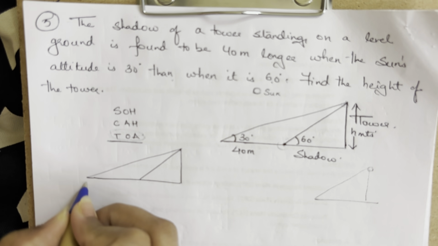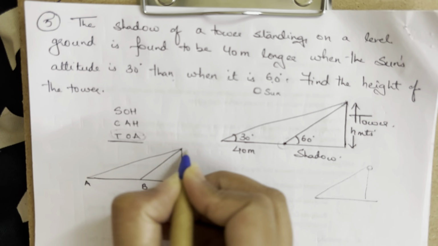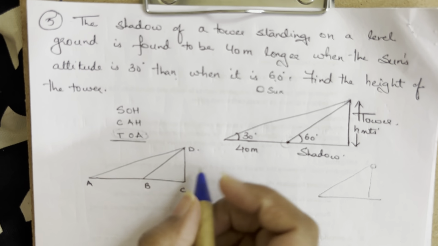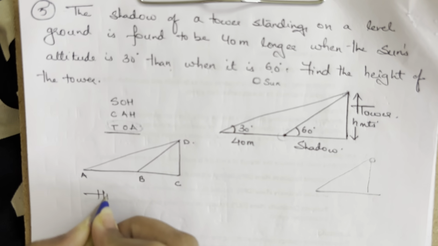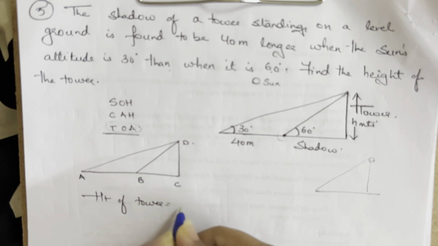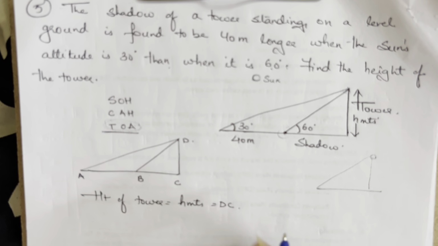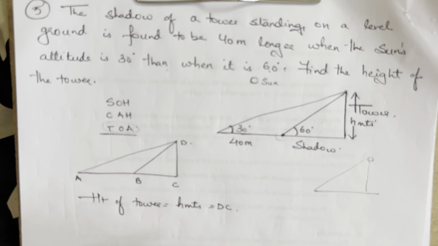Okay, this becomes A, B, C and D. So let's write down the height of the tower. What are the unknowns? Height of tower is equal to h meters, which is equal to DC.